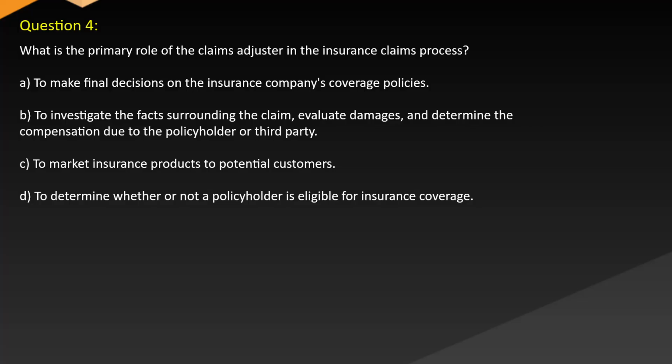Question 4. What is the primary role of the claims adjuster in the insurance claims process? A. To make final decisions on the insurance company's coverage policies. B. To investigate the facts surrounding the claim, evaluate damages, and determine the compensation due to the policyholder or third party. C. To market insurance products to potential customers. D. To determine whether or not a policyholder is eligible for insurance coverage.